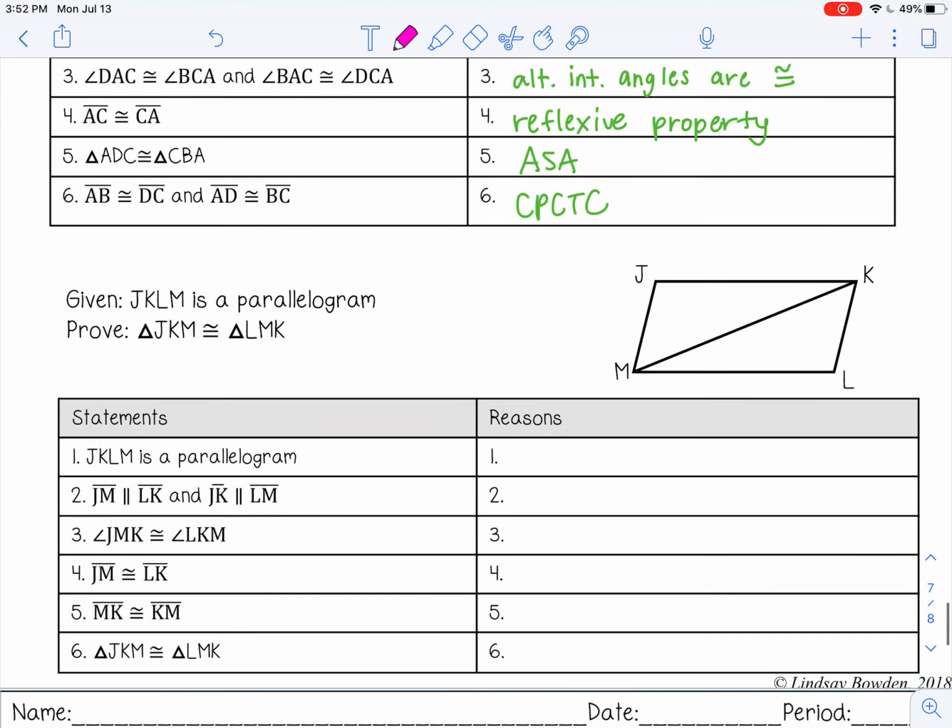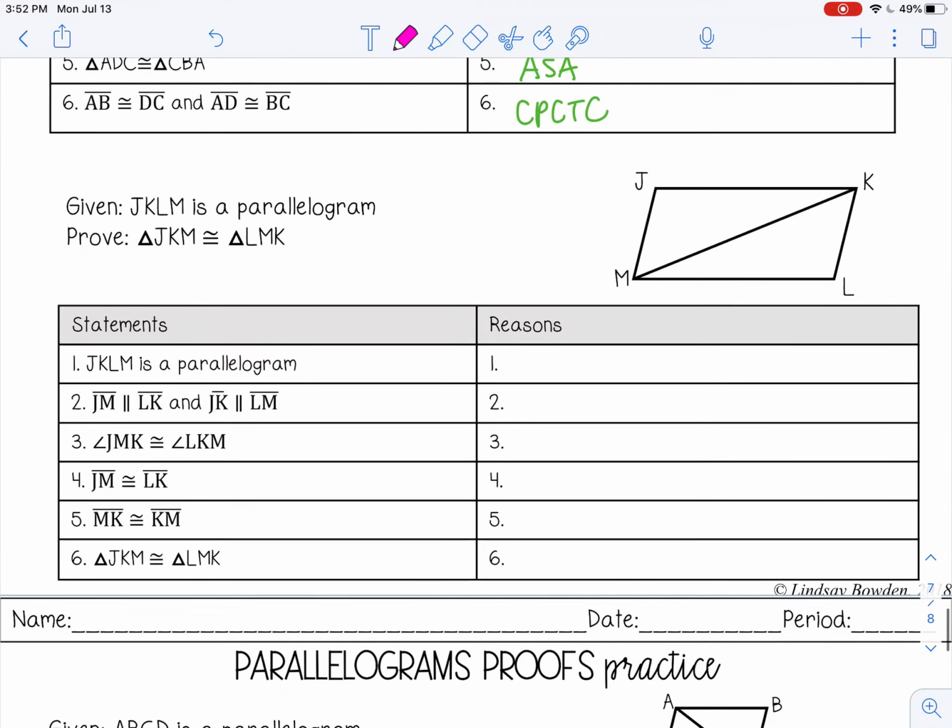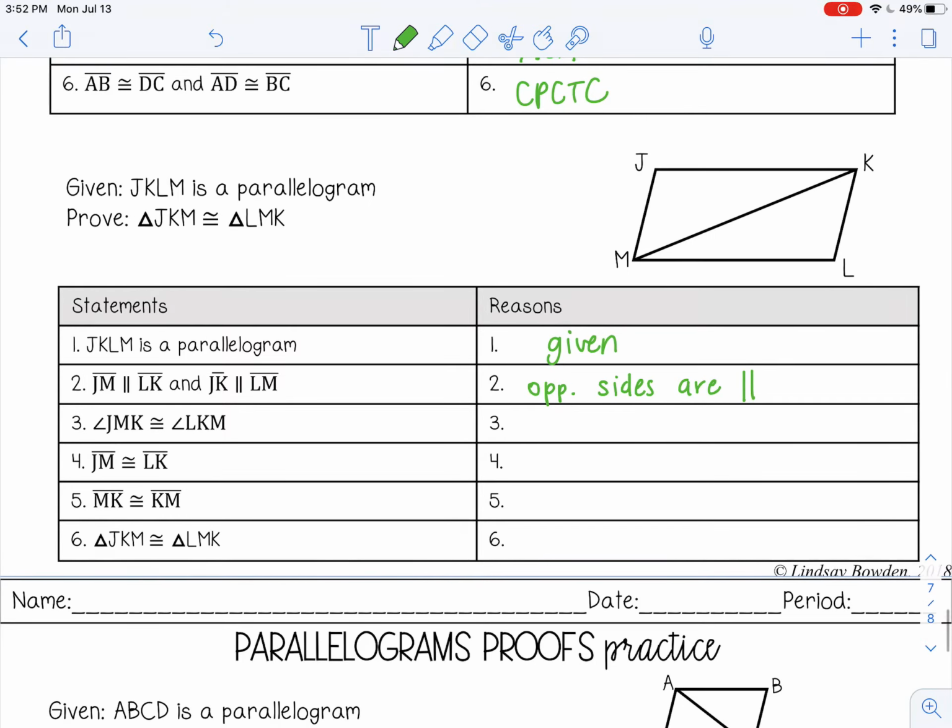All right, next example. JKLM is a parallelogram. We want to prove that triangle JKM is congruent to triangle LMK. So our first reason, of course, is given. Next, it tells us that JM is parallel to LK and JK is parallel to LM. So opposite sides are parallel. Then it says angle JMK, so here, is congruent to LKM. Those are alternate interior angles.